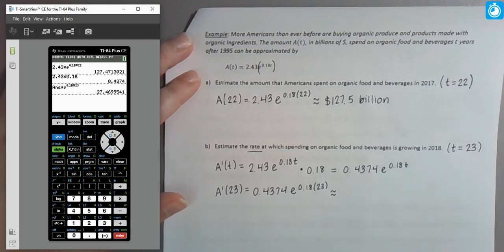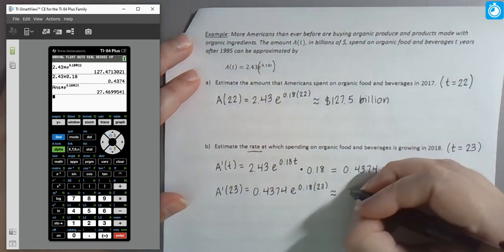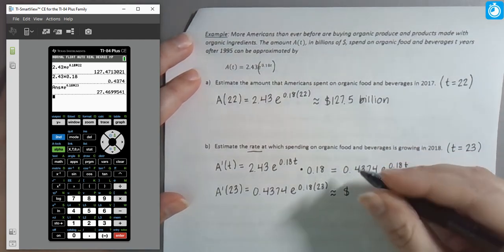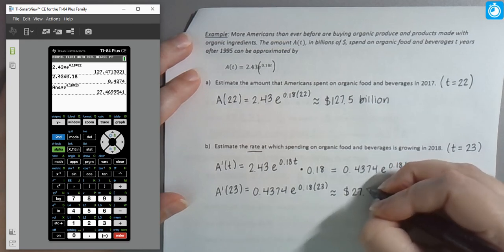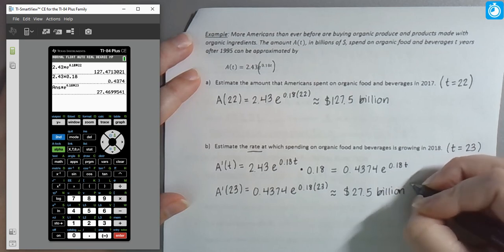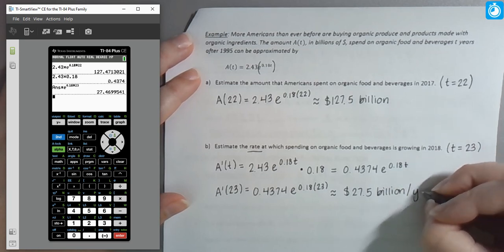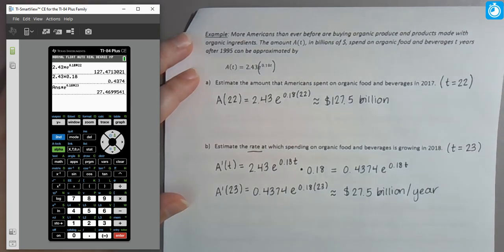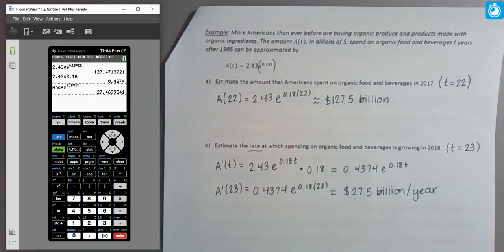So what does this value represent? Well, we're looking at how spending is changing across a particular year. So the rate is billions of dollars per year. So this is going to be approximately 27.5 billion. And then since we're talking about a rate with respect to time, that's going to be per year. So that is going to be our rate of change as we go from 2018 and then onward.